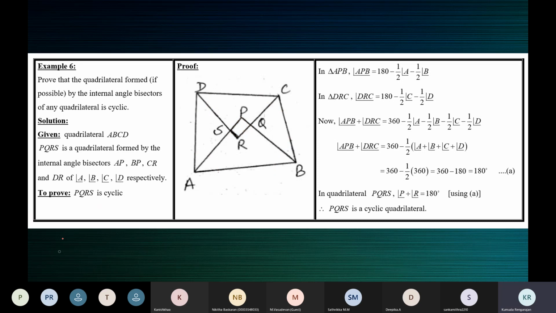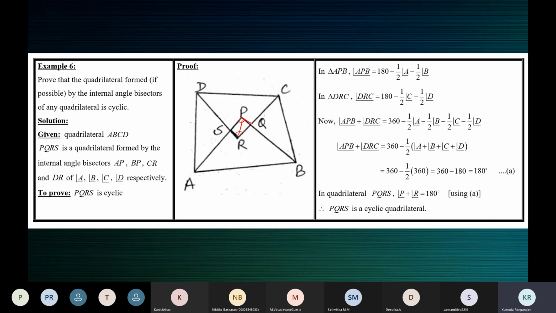So we'll do that. You can prove that angle S plus angle Q is 180. What I've worked here is to prove that angle P plus angle R is 180. You don't have to find the measure of angle P. That's not possible. You cannot find the measure of angle P or angle R. But here we're trying to show that angle P plus angle R is 180.